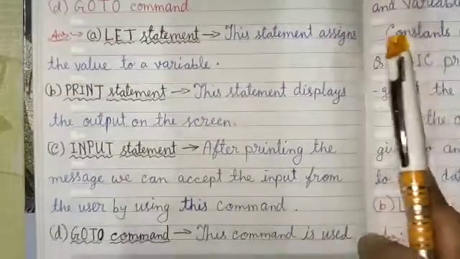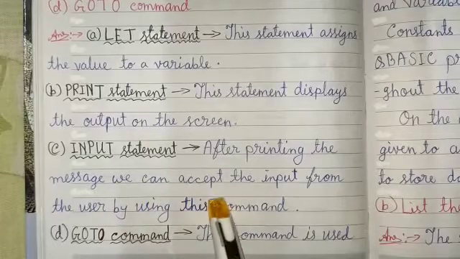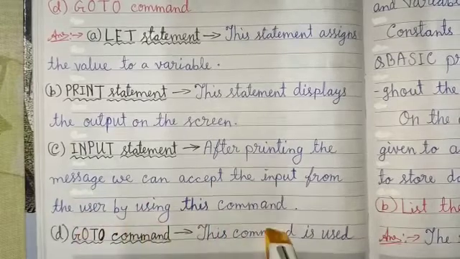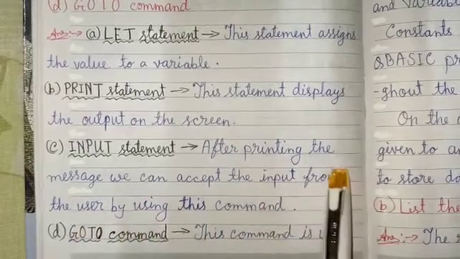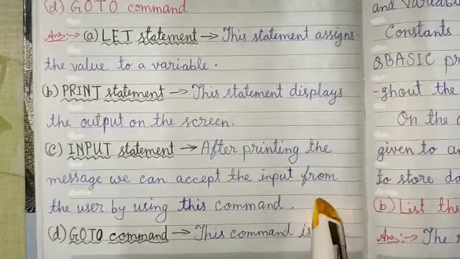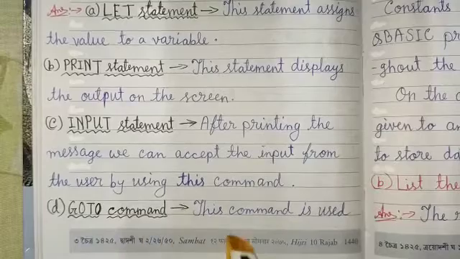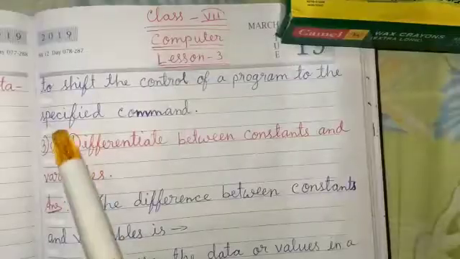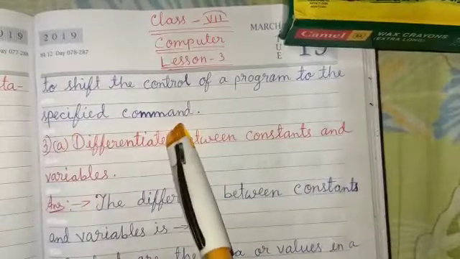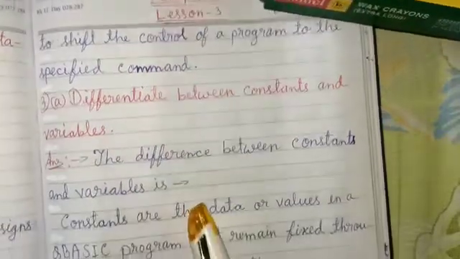Input statement. After printing a message, we can accept the input from the user by using this command. Next, go to command. This command is used to shift the control of a program to the specified command. So, the go to command is used to shift the control of a program to a specific command.